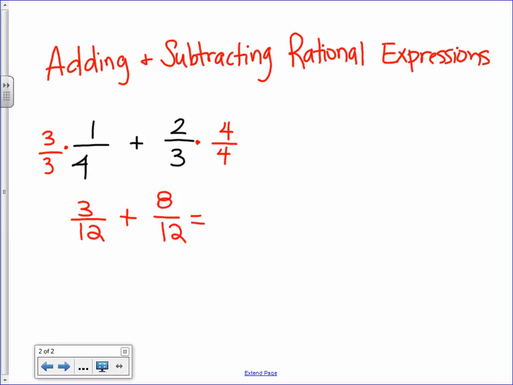And then I add. When I add these, do I add the bottom numbers? No, you just add the top. I get 11 over 12, right? Everybody remember that? You're like, oh yeah, I remember doing that. Yes. Okay. So we're going to do this today, but bigger, like much bigger, okay? Much bigger scale. All right.